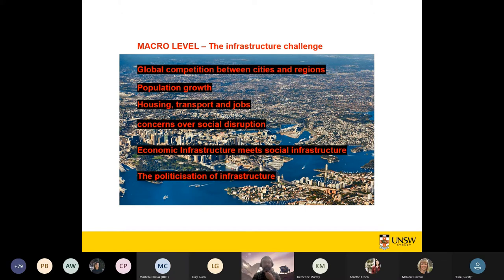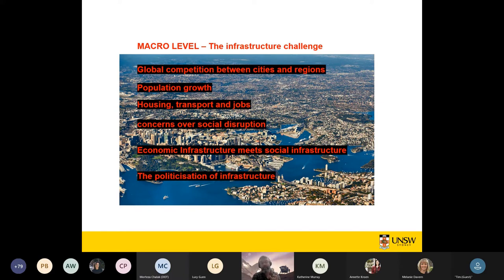But what's interesting is that a lot of the infrastructure projects which are planned have been geared towards getting Western Sydney moving from an economic development perspective, to then raise up the whole of the city in terms of our competitiveness. Economic infrastructure meets social infrastructure. Essentially, this is what we're all talking about.